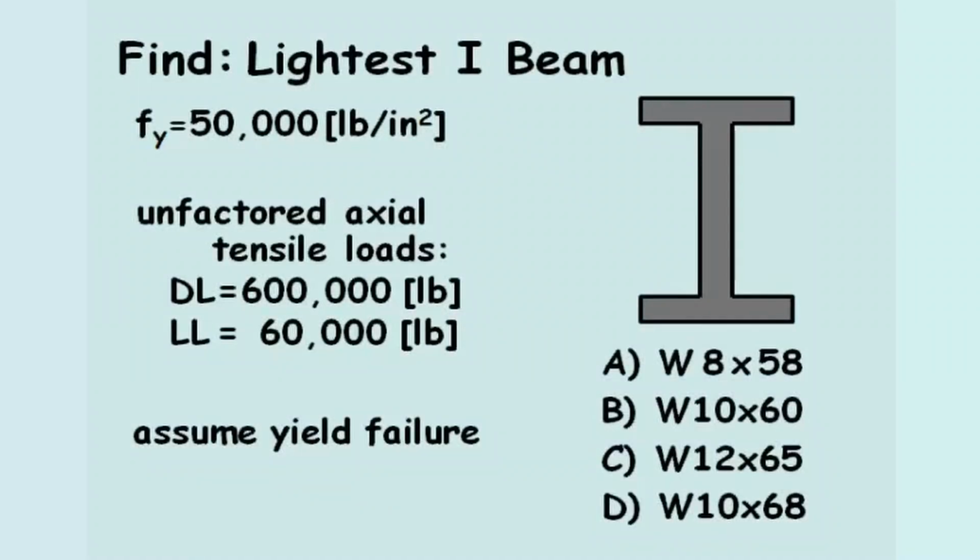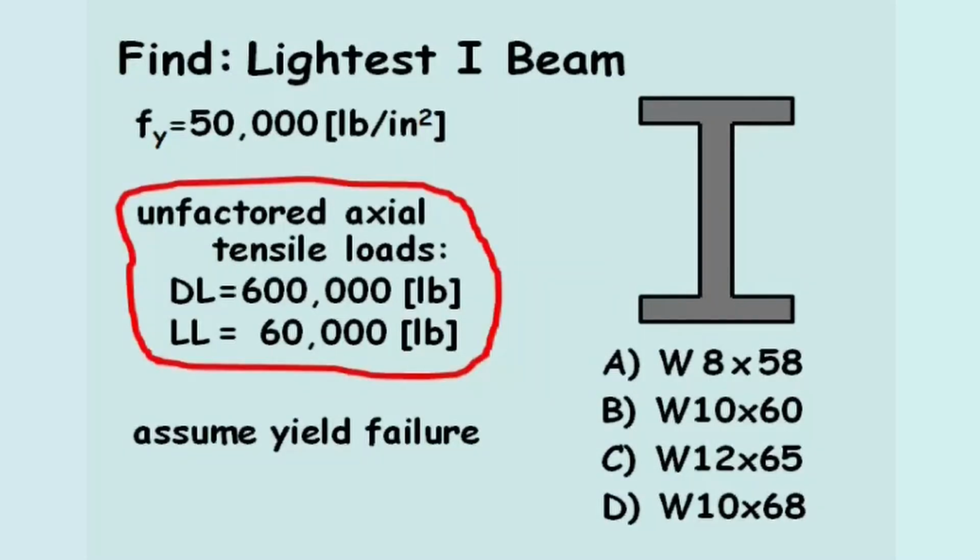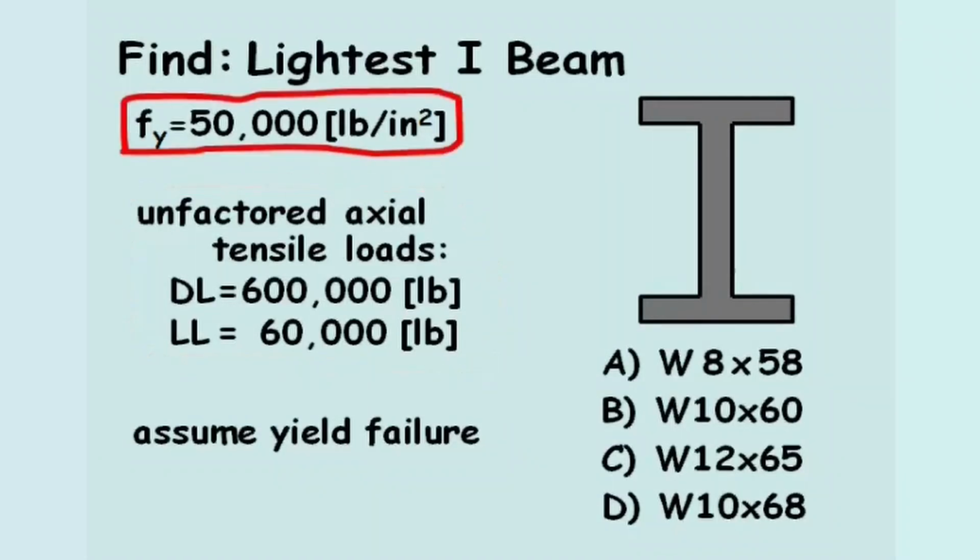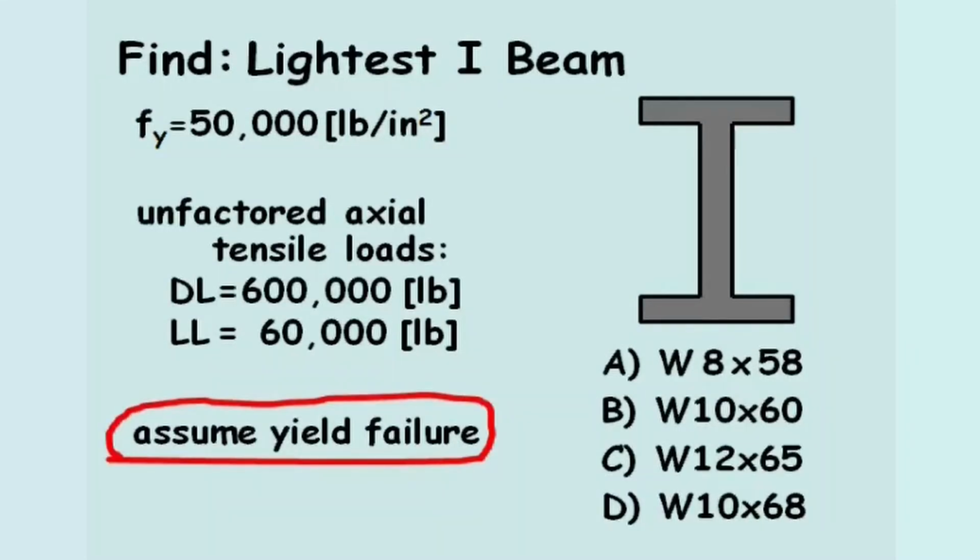Find the lightest I-beam. In this problem, an I-beam is subjected to a given dead load and a given live load, which is an axial force in tension. The yield strength of the steel is provided, and the problem states to assume the I-beam will experience a yield failure.